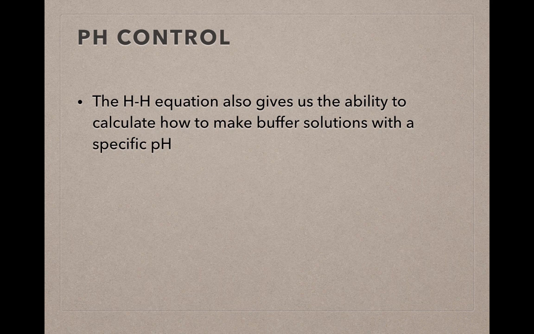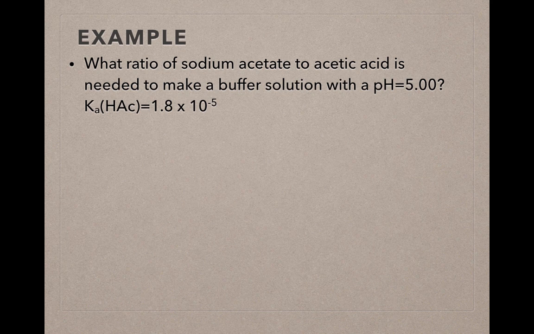Now, one thing that the Henderson-Hasselbalch equation does is it gives us the ability to calculate how to make buffer solutions with a very specific pH. And also it gives us a way to verify that we have our solutions within that pH range to make an effective buffer. So let's take a look at an example, and we'll just go ahead and work this one out here. We want to know what ratio of sodium acetate to acetic acid is needed to make a buffer solution with a pH of 5.